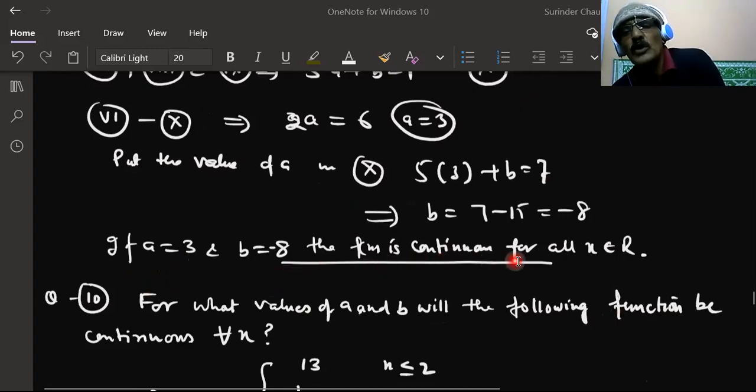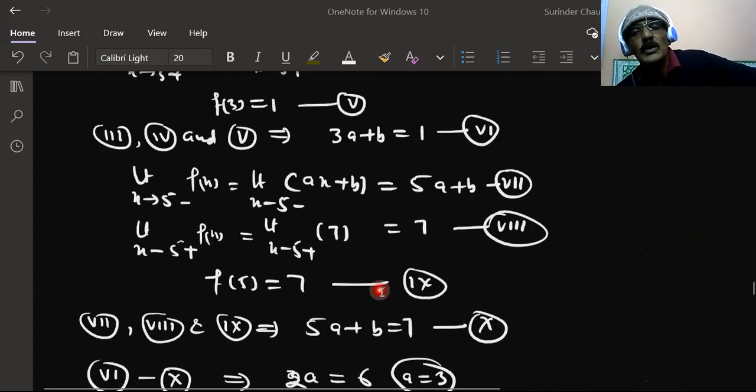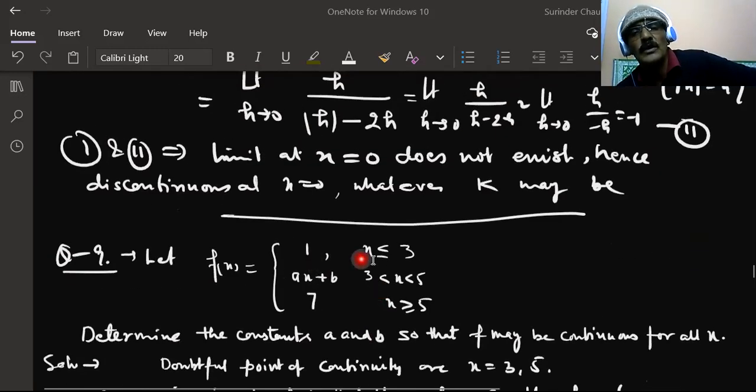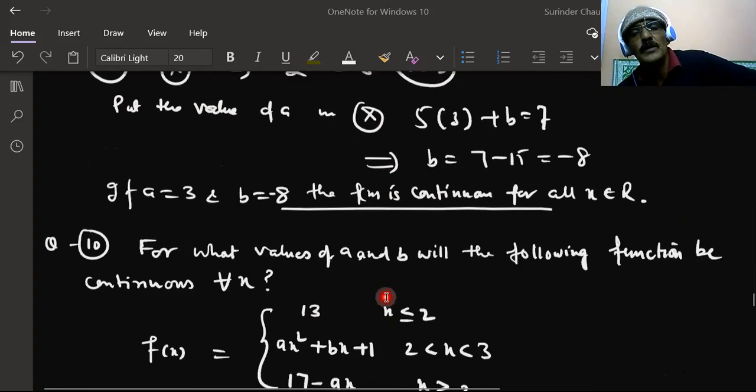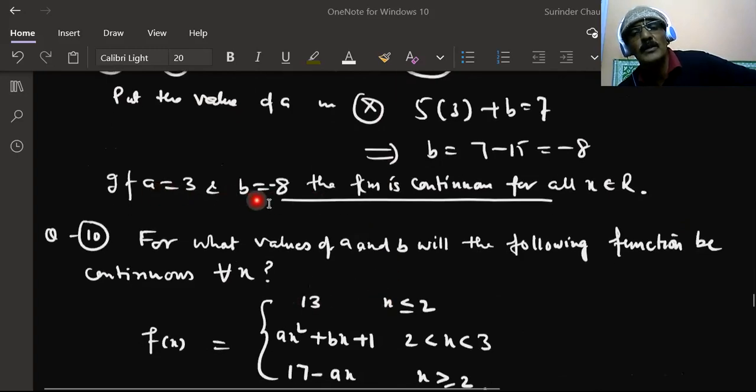The function becomes continuous for the whole domain, for all real numbers, because the constant function and the linear function are polynomial functions, and a constant function is continuous everywhere. If we substitute a equal to 3 and b equal to minus 8, this split function will become continuous.